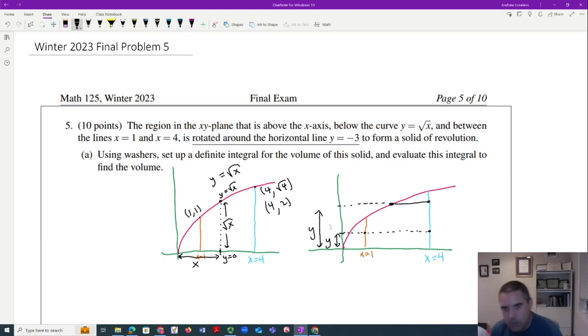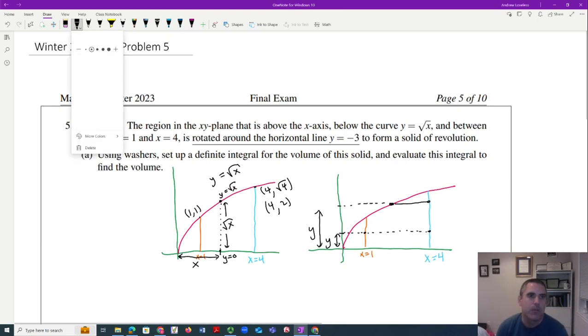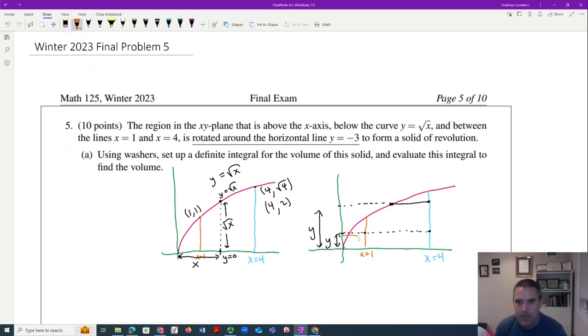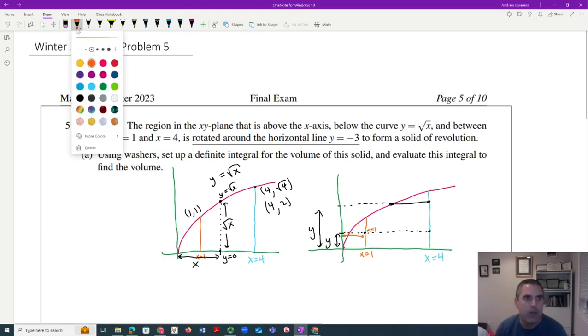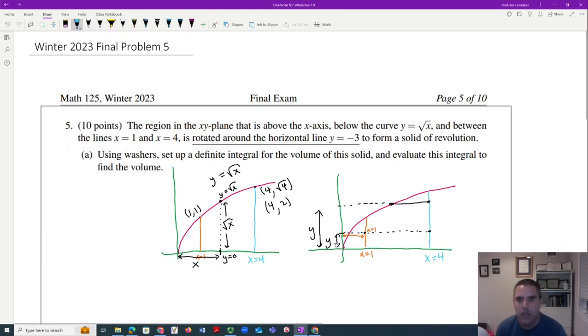Okay, now let's think about it in terms of y. In terms of y, how far is this? From there to there. Well, it's x equals 1. We can see that. How far is it from here to here? Well, that's x equals 4. It's 4.